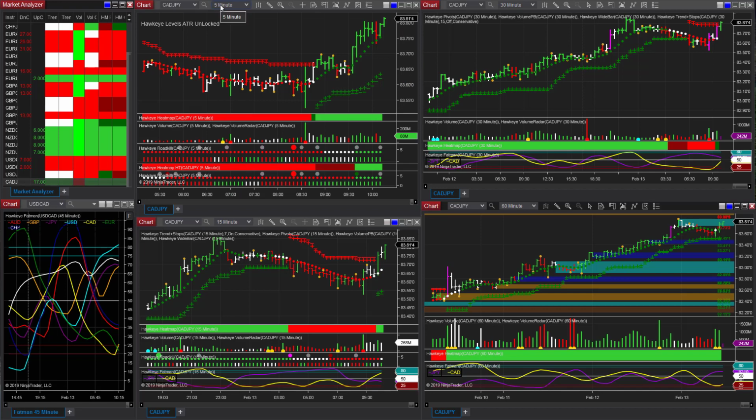This is a 5-minute chart. Of course, you saw the same thing off of your 6-minute chart, 15-minute. Looks like you got the exact same thing off of your 30-minute. And you got the exact same thing off of your 60. So this confluence adds strength to the direction of your trade.